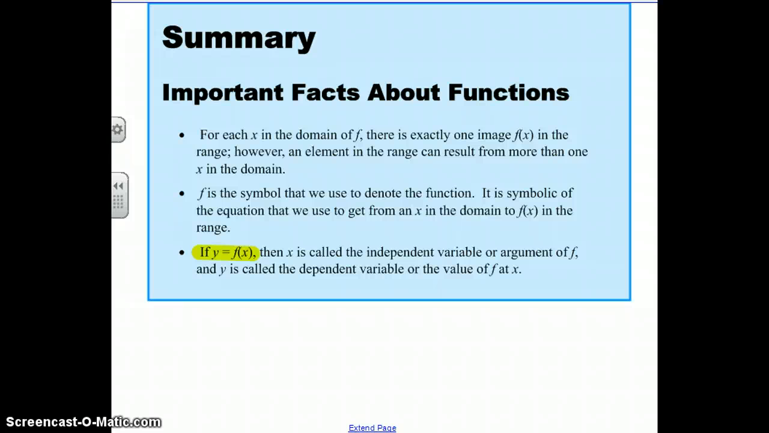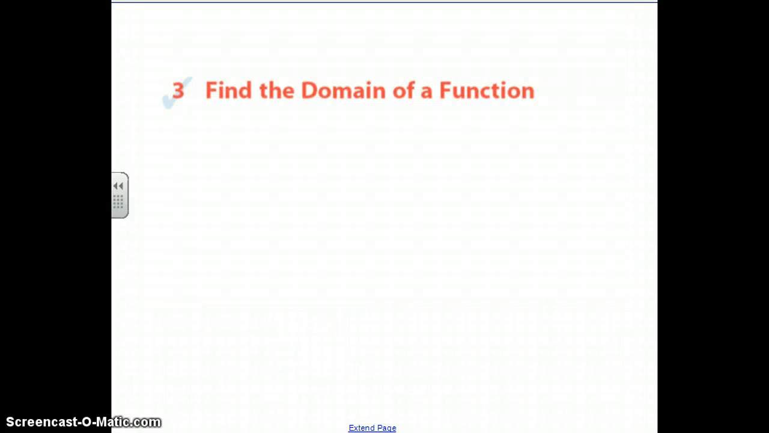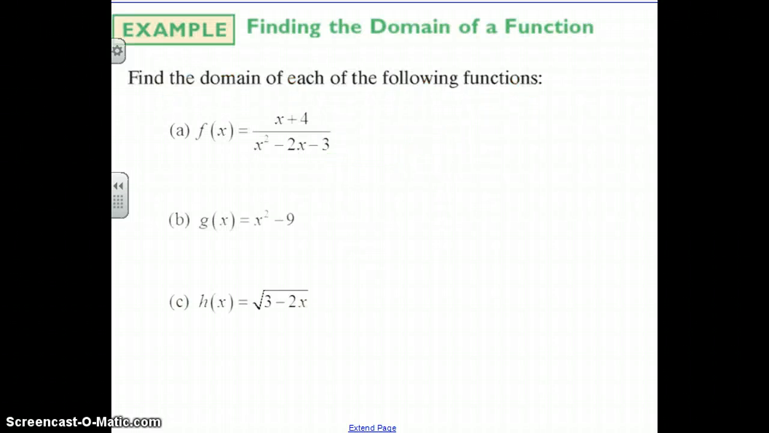Remember the definition, f of x equals y. So whenever you see f of x, you can replace it with just y. Finding the domain, there's two things that cause havoc. You don't want to divide by 0, and you don't want to take the square root of a negative. So those are the two things that would be omitted from the domain of a function.